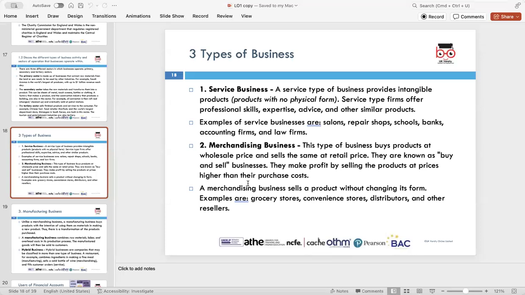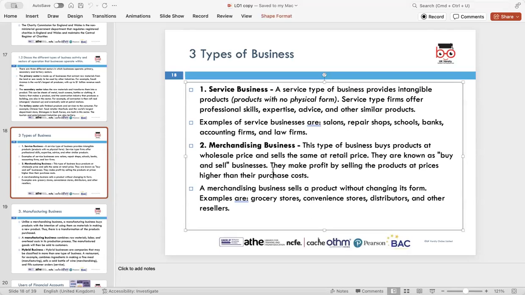Merchandising enterprises are another form of business that involves purchasing things at wholesale prices and then selling them at retail prices. So they are called buy and sell enterprises in the industry that are able to generate profit by selling a product at prices that are higher than the cost of their acquisition. A merchandising company is one that sells a product without altering its physical appearance. Some examples are retailers, including supermarkets, convenience stores, wholesalers, and other types of retailers.